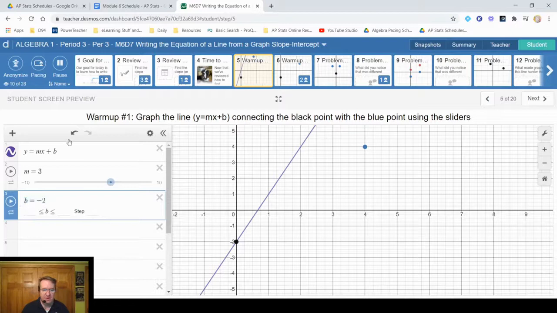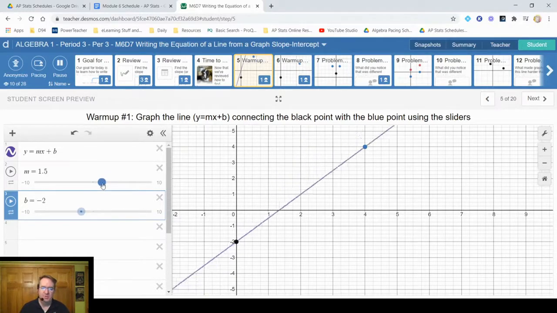So this number right here, the b, this is your y-intercept. That's your y-axis. And then you're going to manipulate your slope until we get it to go through that point. Now, we could also have just gone up here. Now, watch this. This is the cool part.